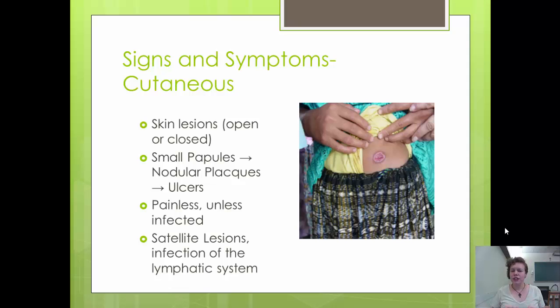You can generally see symptoms 2 to 3 months after being infected, but you can also see symptoms as early as 2 weeks or as late as years after being initially infected. The lesions generally heal on their own, unless they're severe, then they actually do need to be treated. The lesions can cause scarring though if not treated very well. Some other signs and symptoms are satellite lesions and also infection of the lymphatic system.